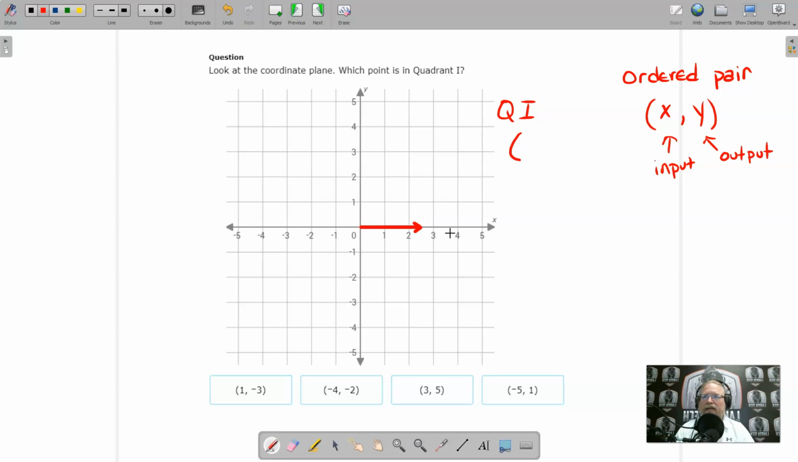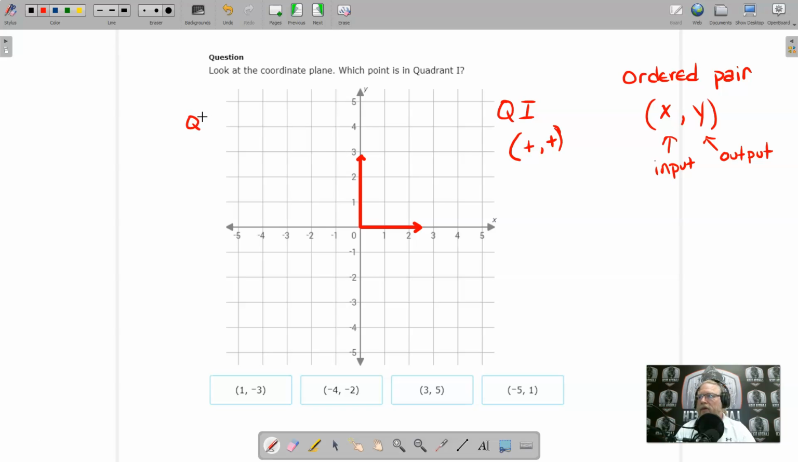So all the x values here in quadrant 1, if it starts at 0 and goes to the right, you'll see that all of those are positive. And likewise, if you look at all the y values, they start at 0 and go to all the positive values for y. So in this case, the y values are positive in quadrant 1 as well. So x values and y values in quadrant 1, both positive.